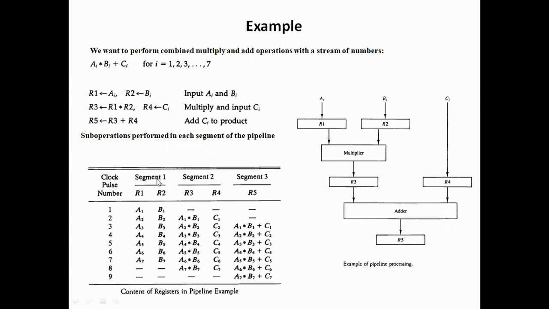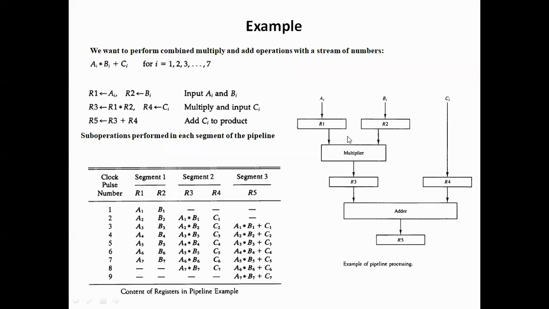So we can write here in the table segment 1, segment 2, segment 3. In segment 1 we have registers R1 and R2. In segment 2 we have R3 and R4, and in segment 3 we have the R5 register. And let us put clock pulses from here. So in the first clock pulse, what will happen? First clock pulse means that for I equal to 1. So let us say everything is empty here and the clock pulses have started.